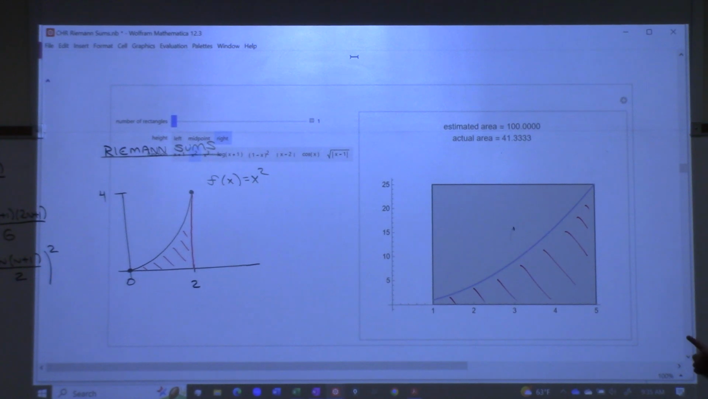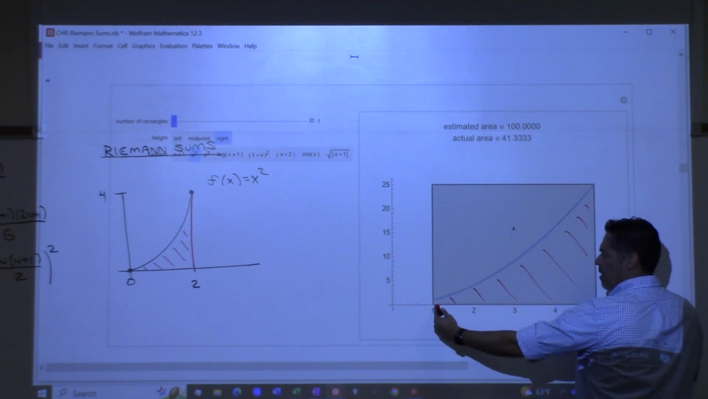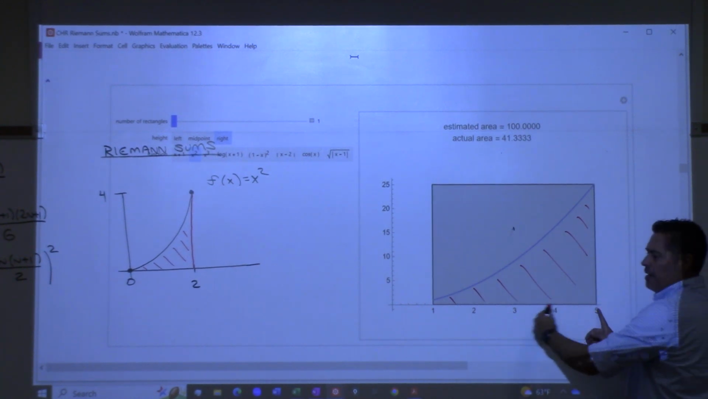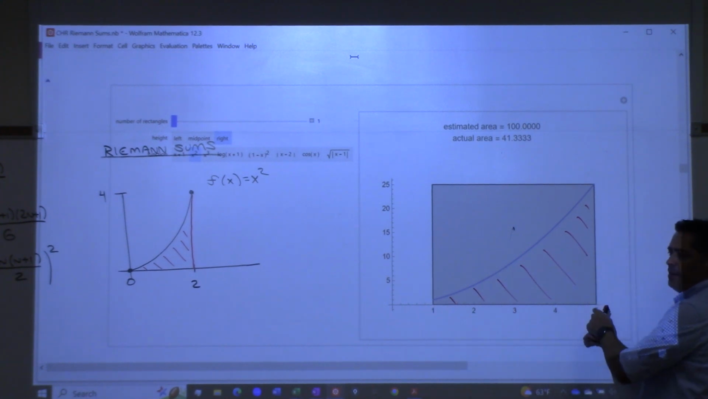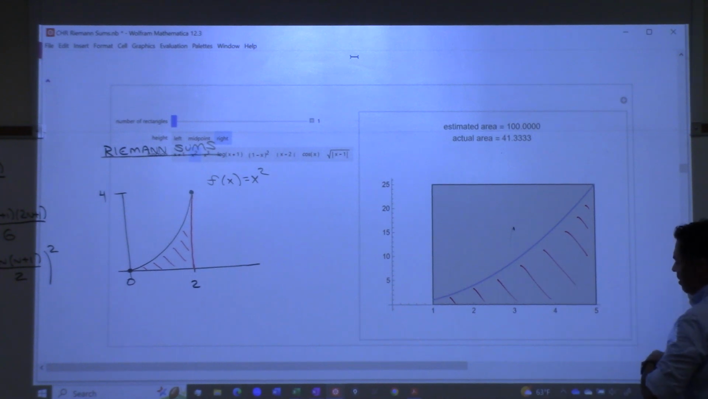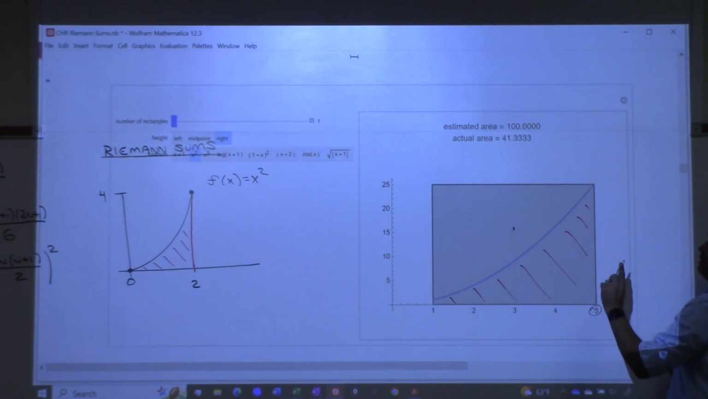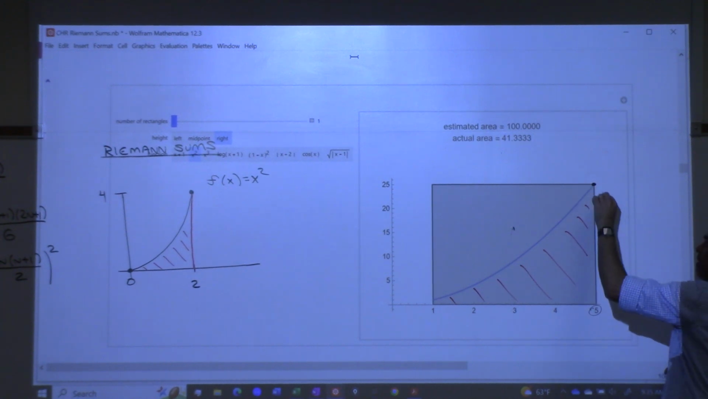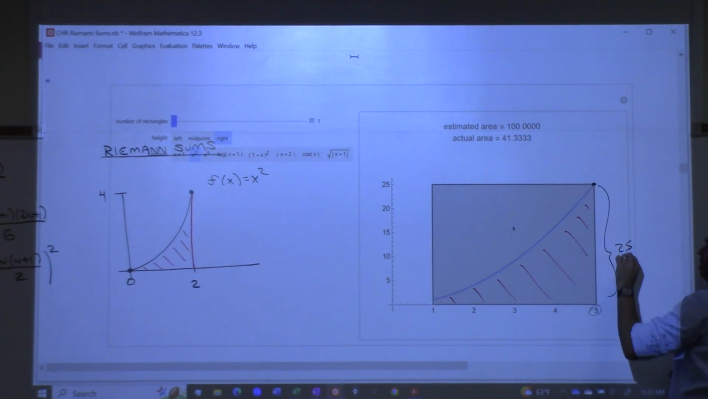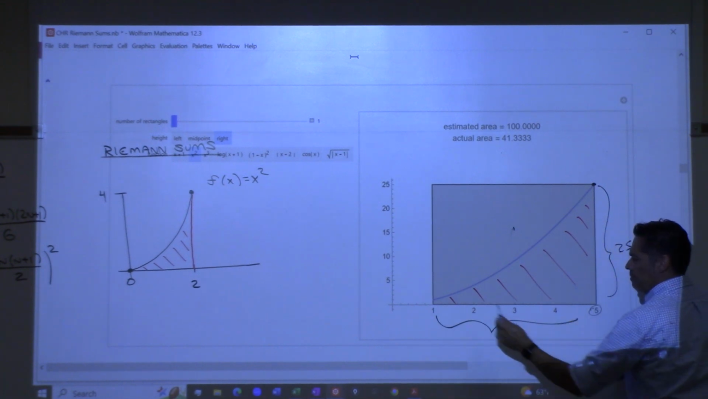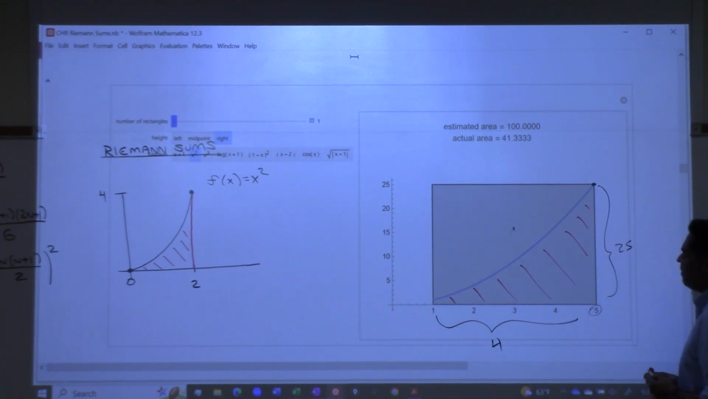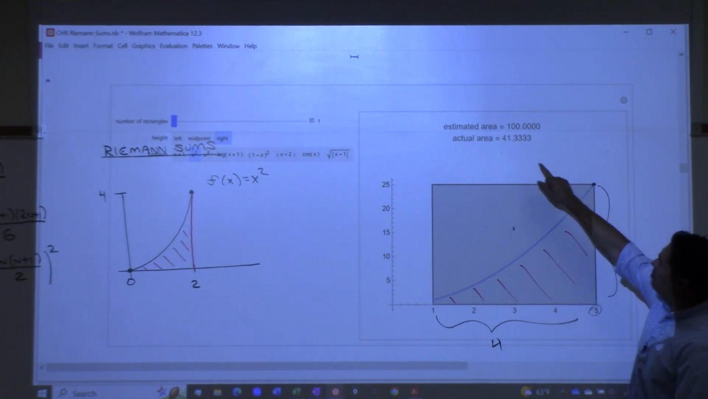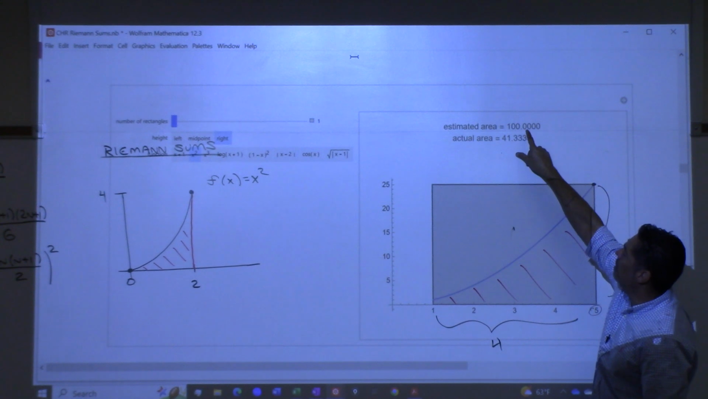How did I get that gray rectangle? I went all the way across the interval, from 1 to 5 this way. And then to get the height of this rectangle, I took the number 5 and plugged it into the function. What's 5 squared? 25, right? That gave me this side was 25. And this length from 1 to 5 would be 4. So the area of that rectangle is 100, isn't it? 4 times 25, that's 100. So you can see the estimated area I have right now is 100.